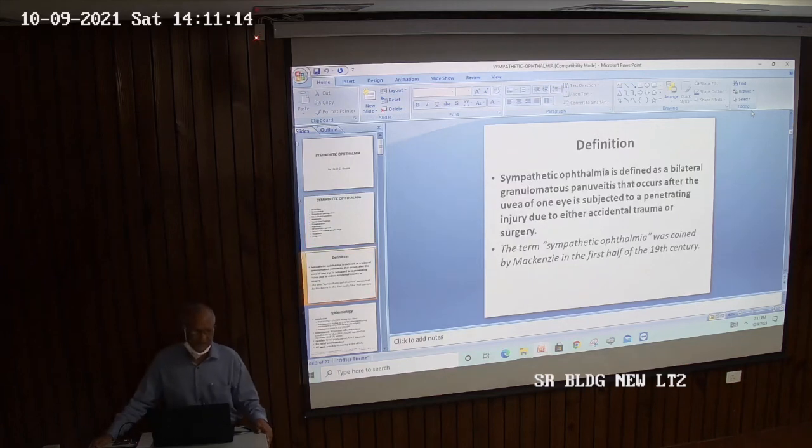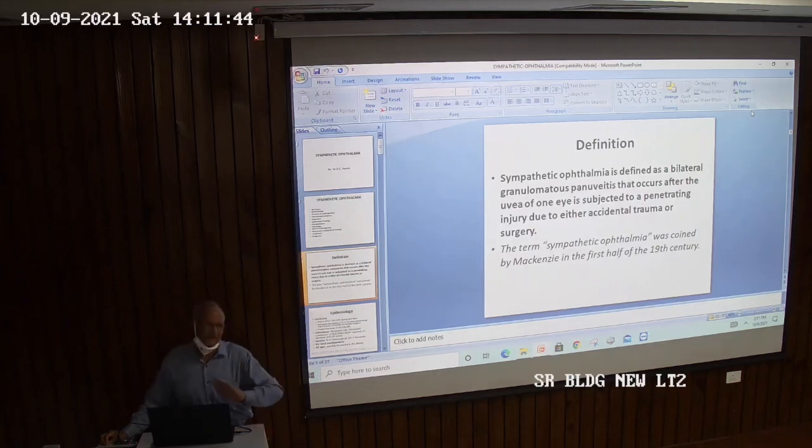First of all, the definition, because we can ask you, what is sympathetic ophthalmia? Sympathetic ophthalmia is defined as a bilateral granulomatous panuveitis that occurs after the uvea of one eye is subjected to a penetrating injury due to either accidental trauma or surgery. A longer definition, but two, three features are there. There must be an ocular injury to the uvea, either accidental injury or many times during or after surgery also. Now this is the bilateral granulomatous panuveitis.